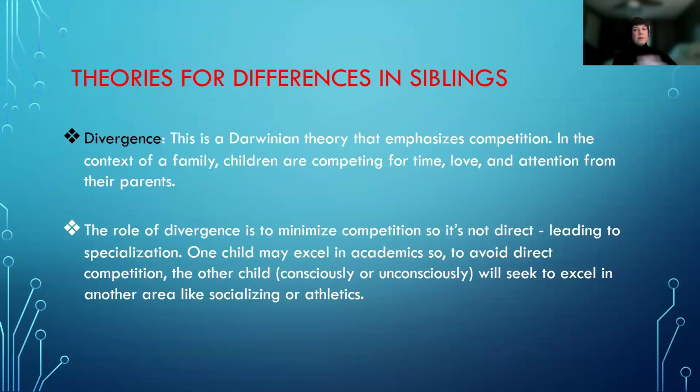So if one child is an outstanding athlete, the other child, either consciously or unconsciously, might put their efforts toward academics because that way they've diverged and they're both the shining stars in the family. Rarely will it be, in this theory, head to head, two academics, two athletes. The idea is that people naturally diverge, whether they are conscious of it or not, so that their area of expertise is different from someone that is living with them, someone close to them.